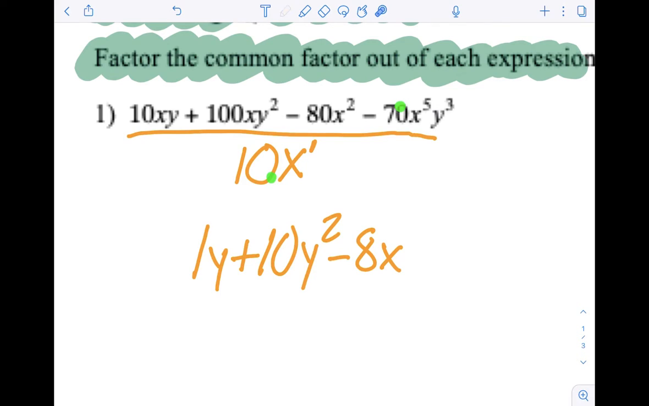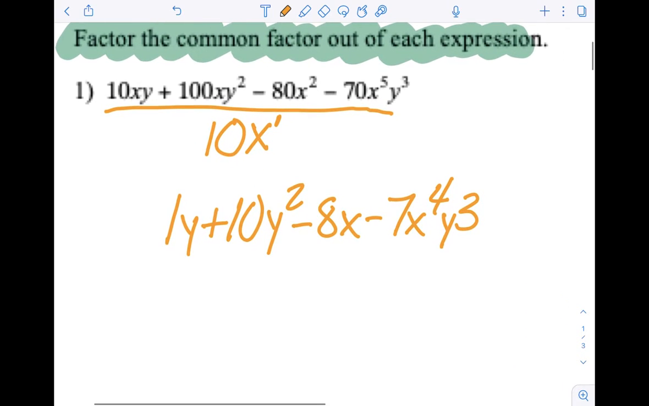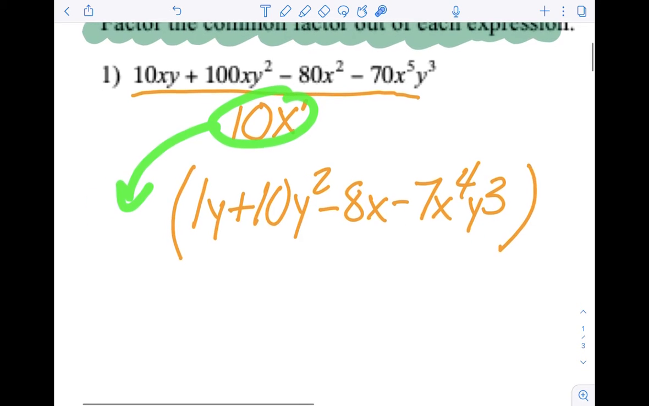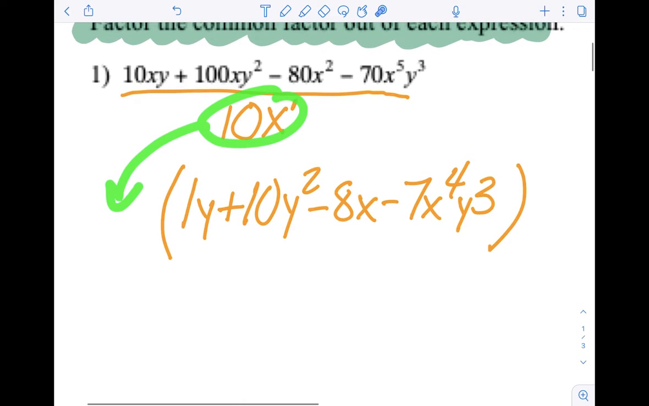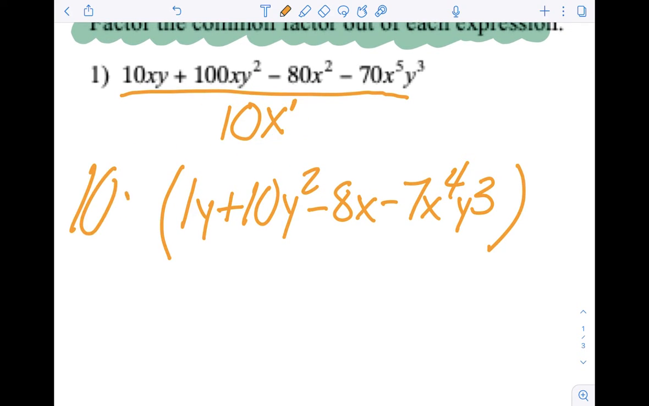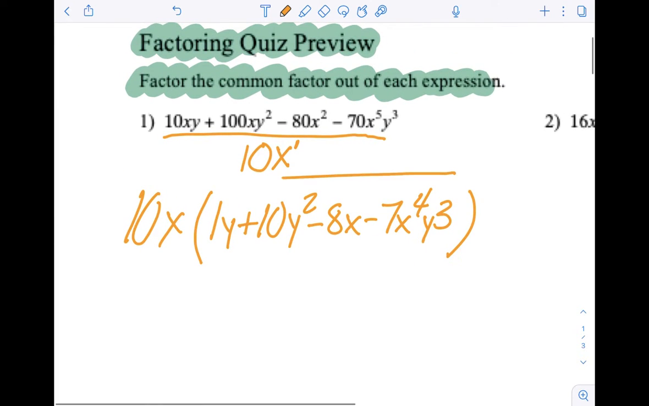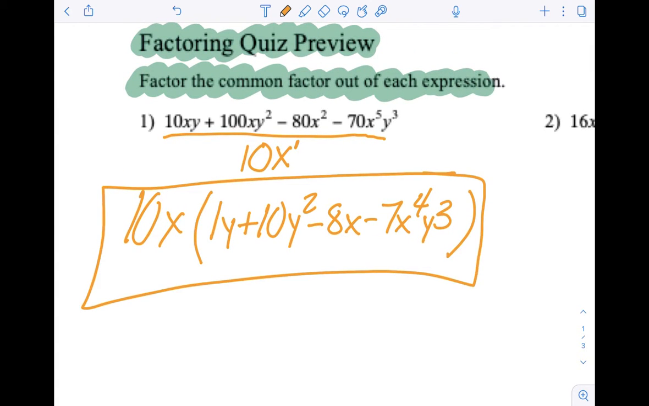70 divided by 10 is 7. X to the fifth and x to the first: 5 minus 1 is 4, so x to the fourth. And y to the third, because I didn't take out any y's. So I put parentheses around that. Whatever I divided by was my common factor, and I put it in front of the parentheses, outside. So I get 10x. And that, kiddos, is our solution for number 1.